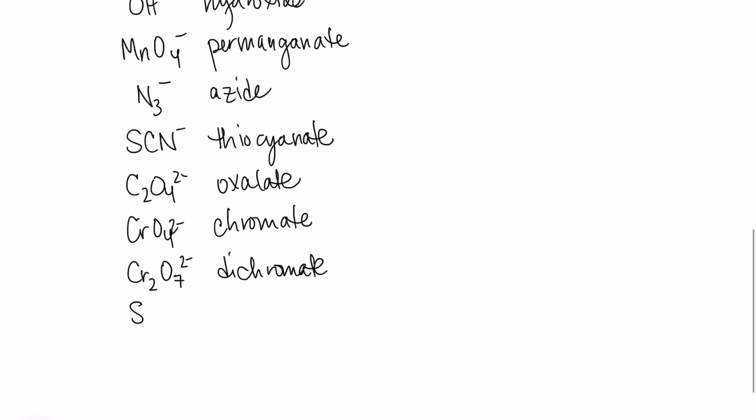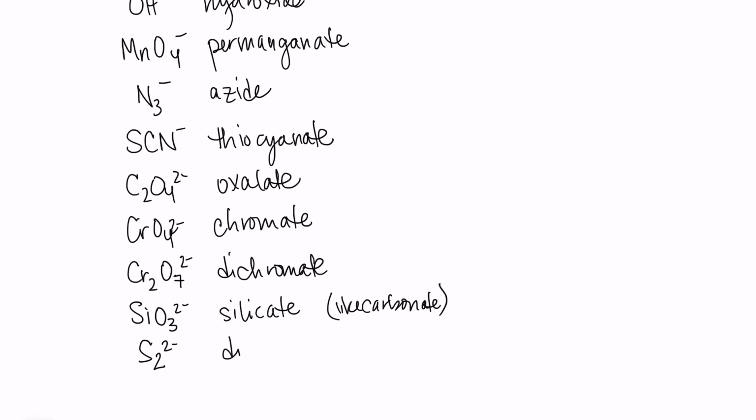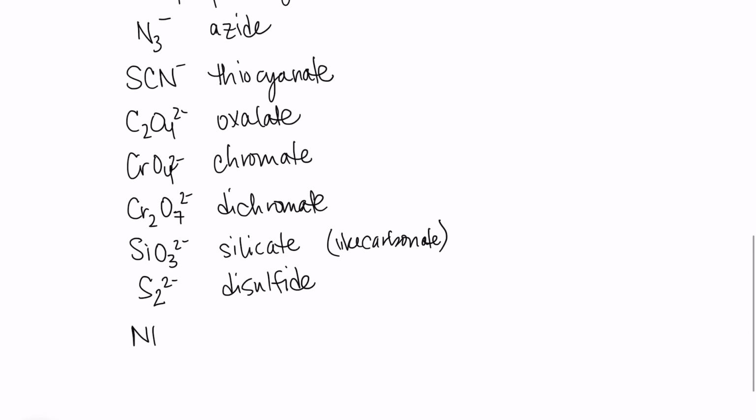We have silicate, SiO3 2-. This is sort of analogous to carbonate, in case that helps you, because silicon is underneath carbon on the periodic table. And we have disulfide, S2 2-. And the last one is ammonium. This one is actually our only positively charged polyatomic ion, so it is unique.